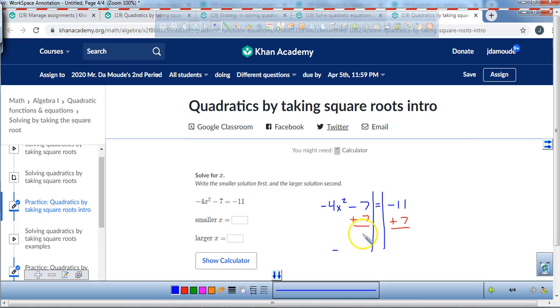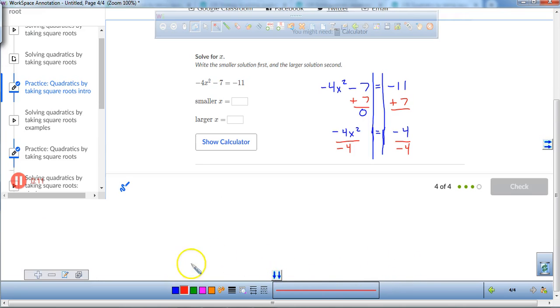Okay. And we get, so that zeroes out. We get negative 4x squared equals negative 11 plus 7, which is negative 4. So now we have all the variables on one side and our constants on the other side. Next, we divide both sides by negative 4. When we divide a negative 4 by a negative 4, you get a 1. So we get 1x squared equals negative 4 divided by negative 4, which is 1.